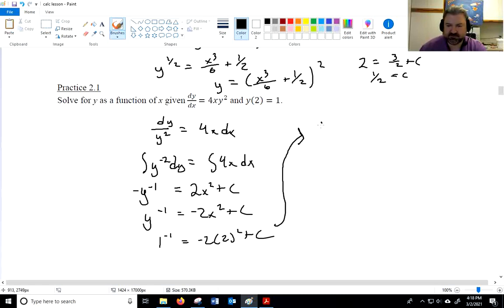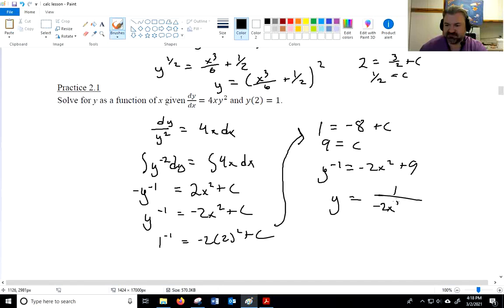So that gives me 1 equals 4 times the negative 2, which is negative 8, plus c. So 9 is equal to c. So we can say that this equation is y to the negative 1 equals negative 2x squared plus 9. Or if we reciprocate both sides, because of the y to the negative 1 we're just raising both sides to the negative 1 power, we get that.